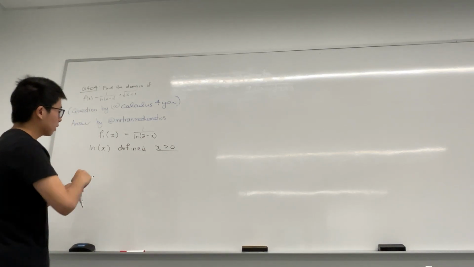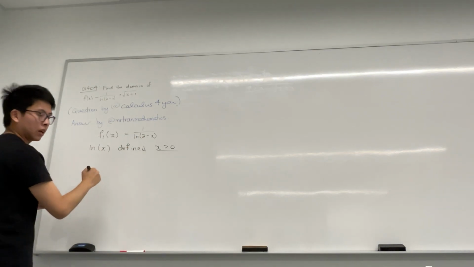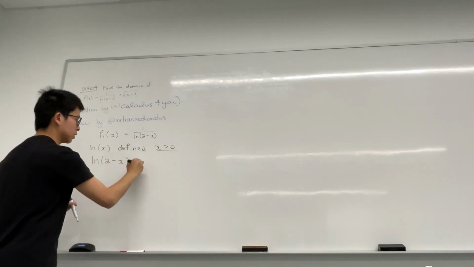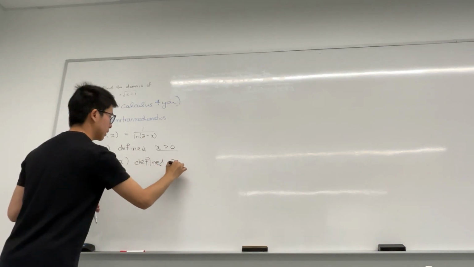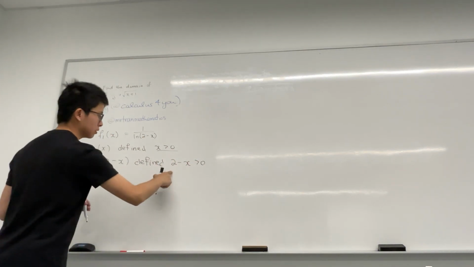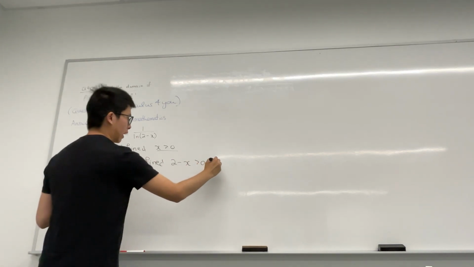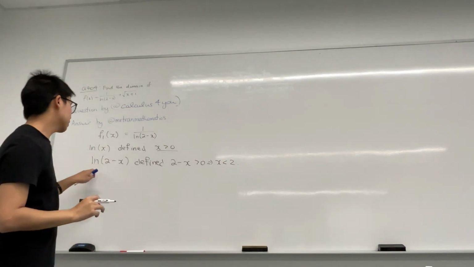So that means if we're going to be applying this transformation from x to 2 minus x, that would mean that ln 2 minus x is defined for 2 minus x greater than 0, or if you want to simplify this, this would also mean that x has to be smaller than 2. Okay, so that's the first thing.